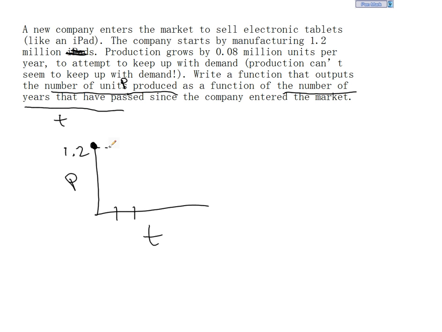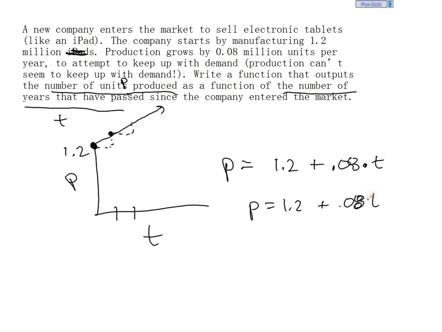So 1 year later increases by 0.08. 1 year later increases by 0.08. And so we get a linear function that looks like that. So we know that initially production is 1.2, and it increases by 0.08 times the number of years that have passed, so 0.08t. We don't need to have the multiplication sign there, but we can just say 0.08 times t. Okay, so we've got our function.